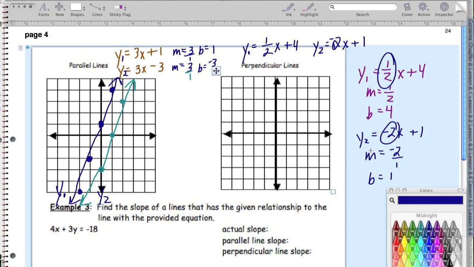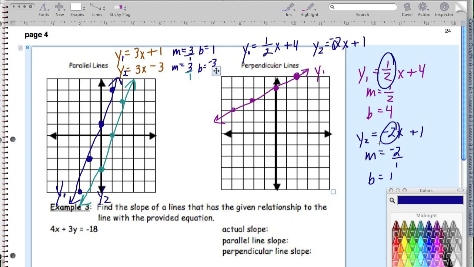All right, plotting the first one. We have a slope of 1/2, y-intercept of 4, so I go up 4, and then I go up 1/2. My rise is 1, my run is 2. So my line here is going to look something like this. Okay. Now my second one, I can label that y1.